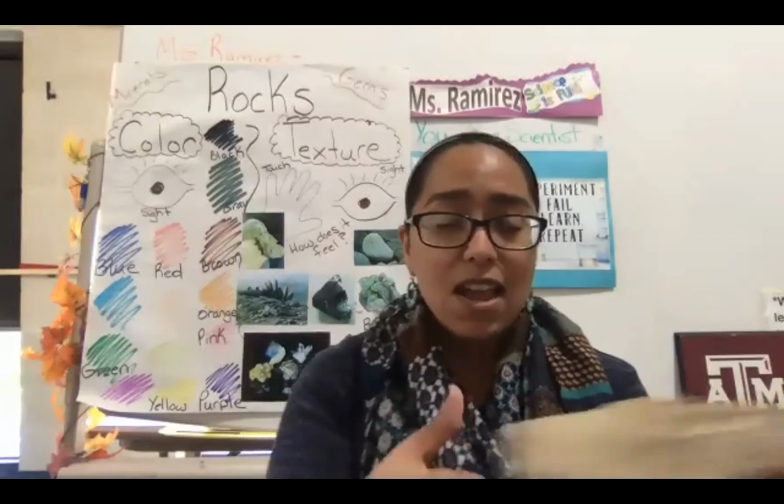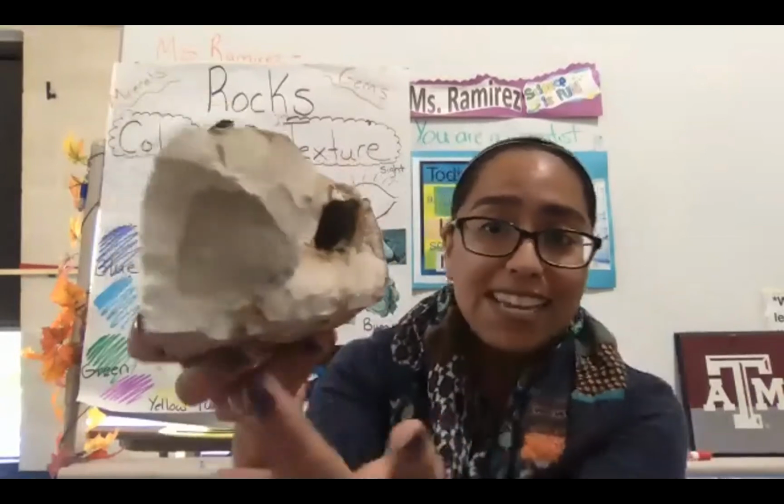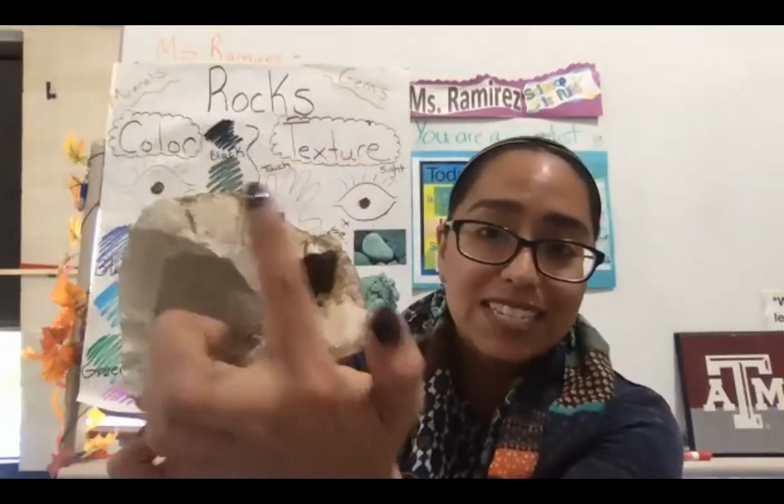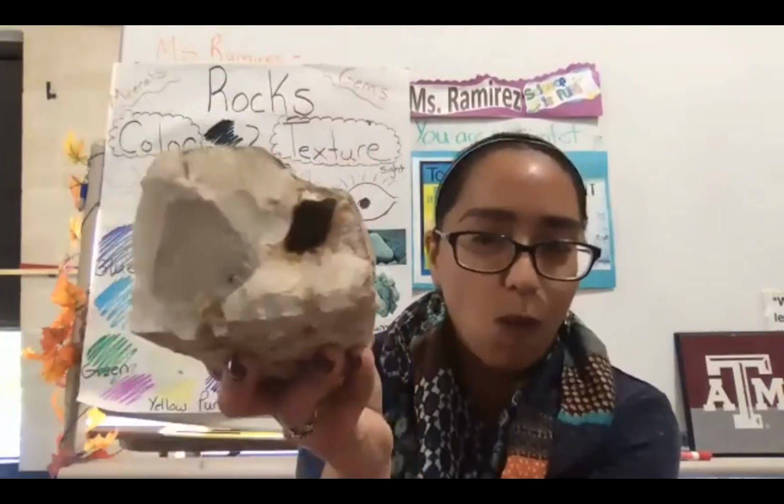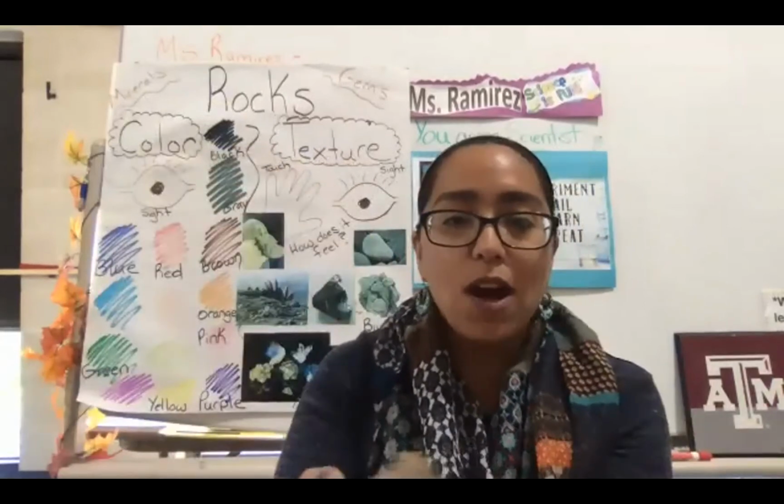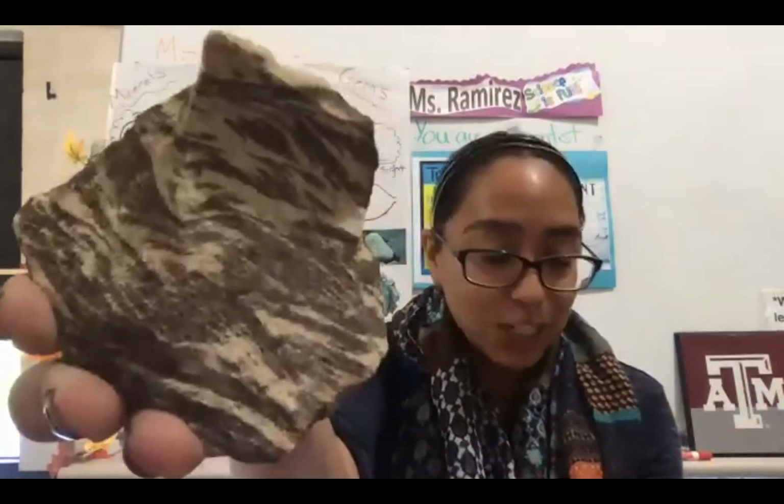So I'm going to stop sharing my screen. And just so you know, you can find cool rocks outside. I found this rock in my backyard. It has these 2 different colors on the inside and outside, and it has this weird little hole there. I also found this rock. It reminded me of a zebra because it has stripes.